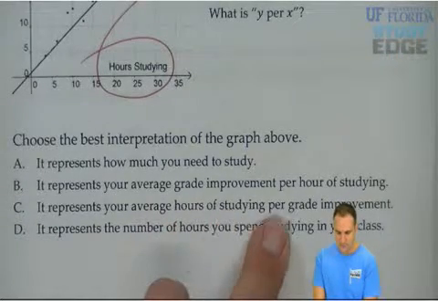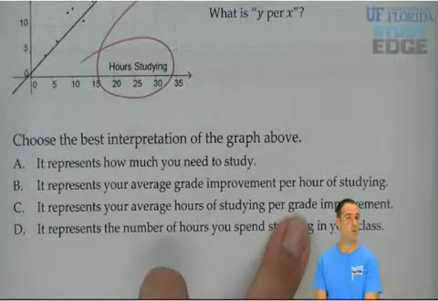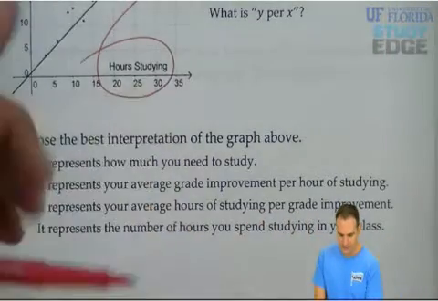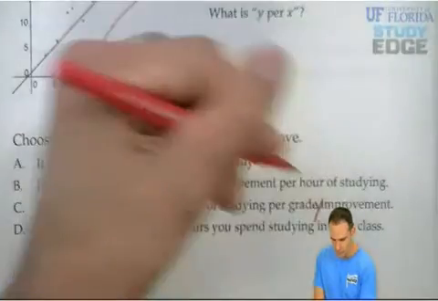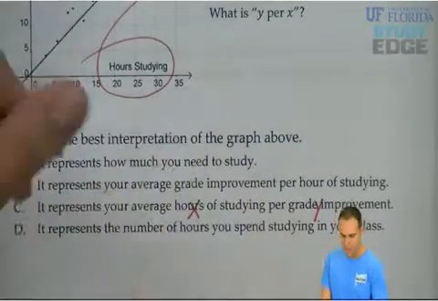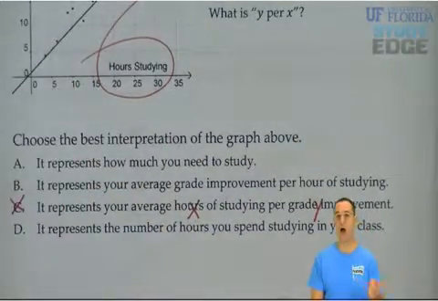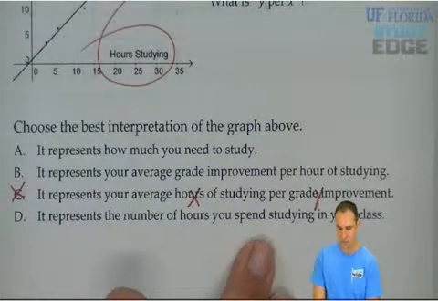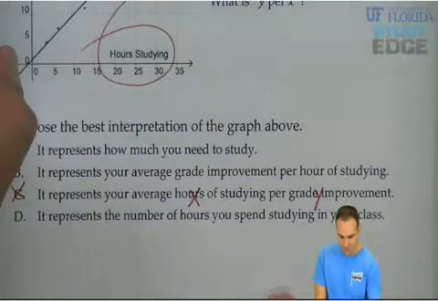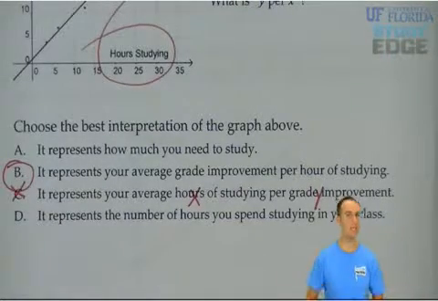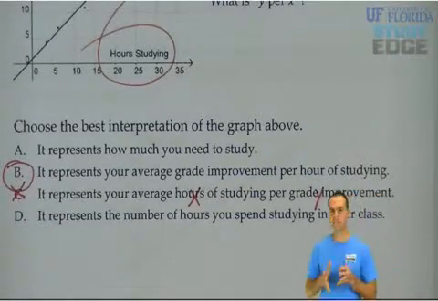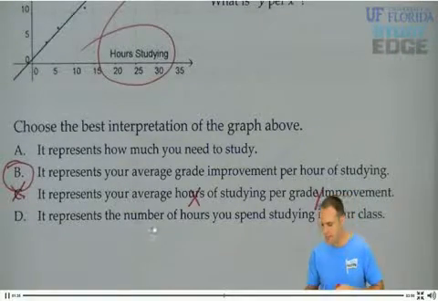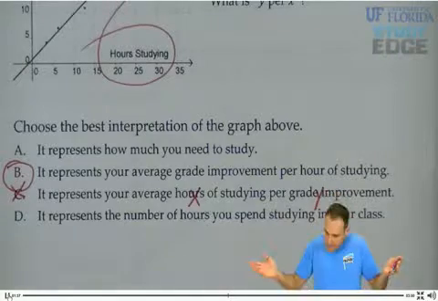It represents your average hours of studying per grade improvement. Ooh, careful about that one. That's going to be what? Hours of studying is x, grade improvement is y, and that's x per y. But I want slope, which is y per x. It represents the number of hours you spend studying in your class. Well, the best answer in this case will be B. So again, make sure you identify the y and the x, and the slope is going to be y per x. So very quickly, we got a nice little question.